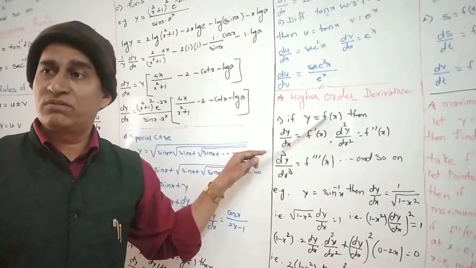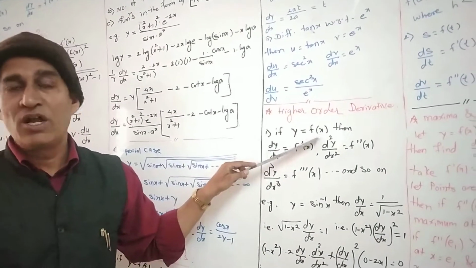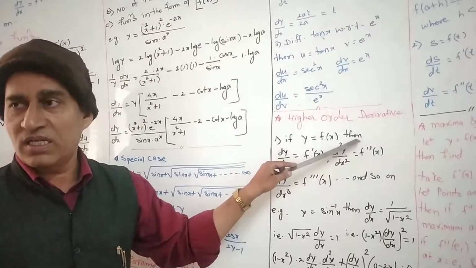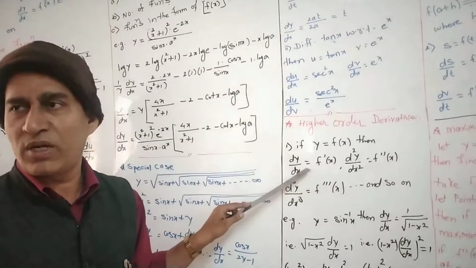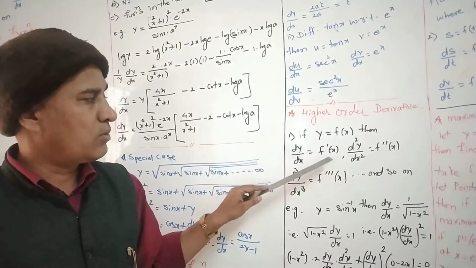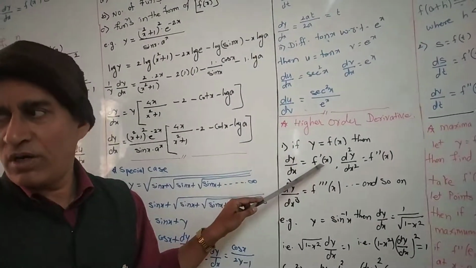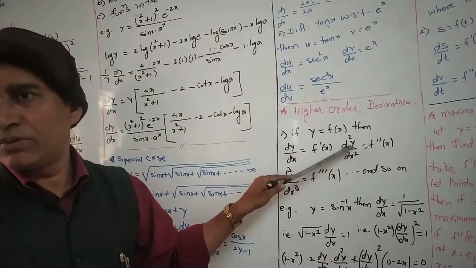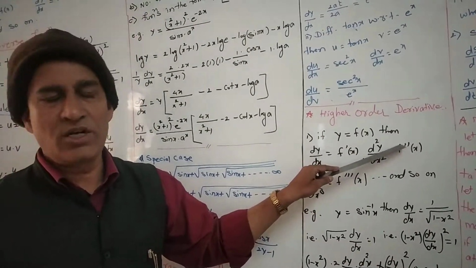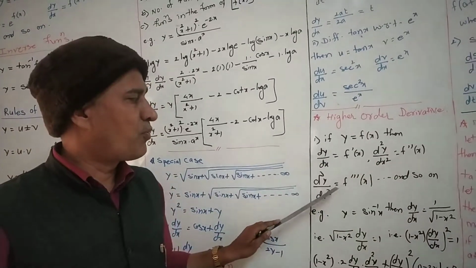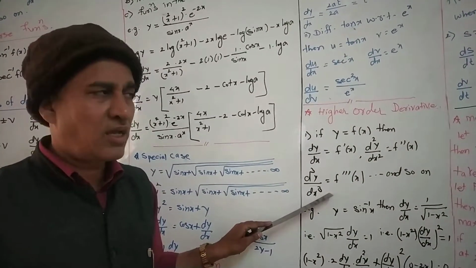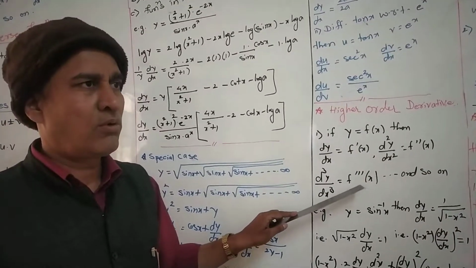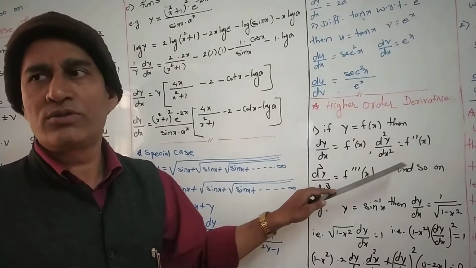It is a very useful thing for the next chapter, that is differential equation, also. We take the example: if y equal to f of x, then differentiating with respect to x, we get dy by dx equal to f dash x. It is called the first order derivative. If we differentiate again, we get d2y by dx2 equal to f second dash x. It is called the second order derivative. If I differentiate with respect to x again, we get the third order derivative, that is d3y by dx3 equal to f third dash of x, and so on.